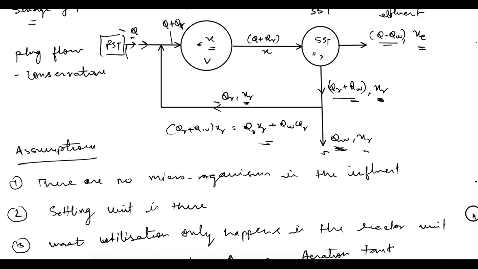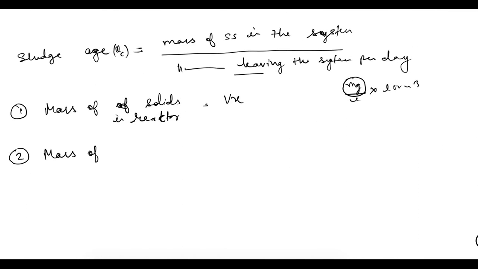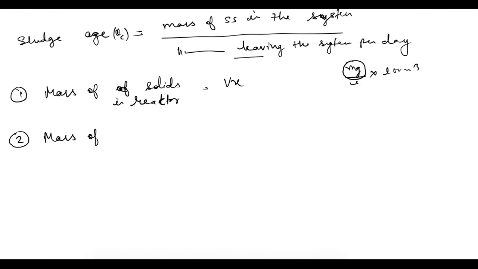So the mass of solids leaving can be from two places, that is from the effluent and in the waste. These are the two places where the solids are leaving. So that we are going to write.